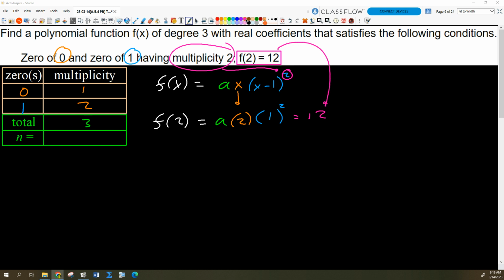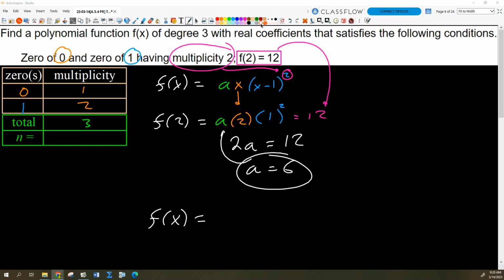So that allows me to figure out what the leading coefficient needs to be, right? We just called it A because it was unknown, so we let it be a variable. But now we can figure it out. If I multiply all this stuff together, 1 squared is 1. So 2 times 1 times A is just 2A equals 12. So what's A? 6. So we know what A is. I can plug that back in up there, and then we get our function.